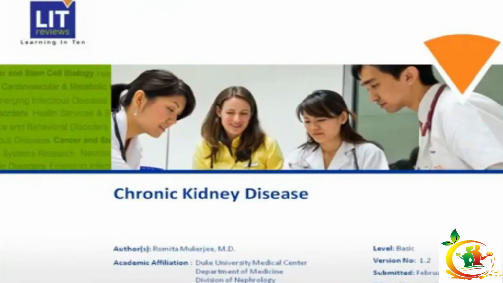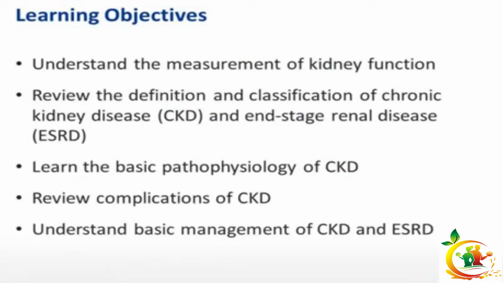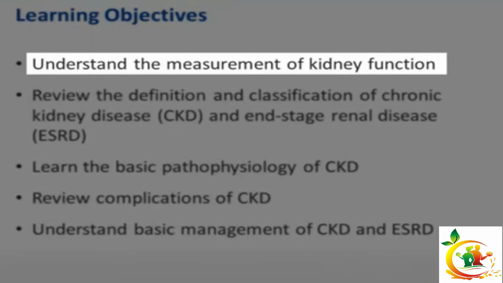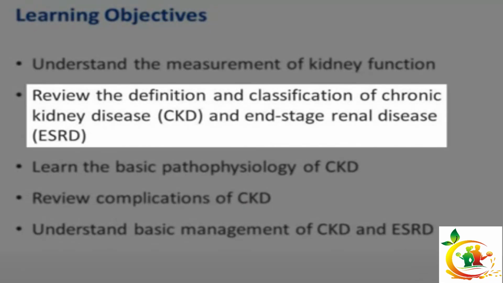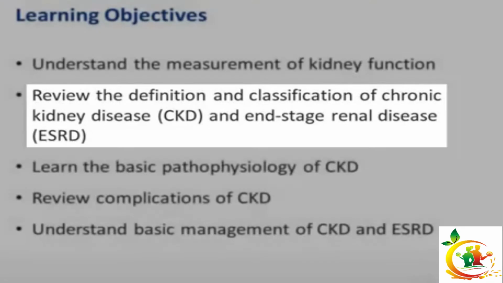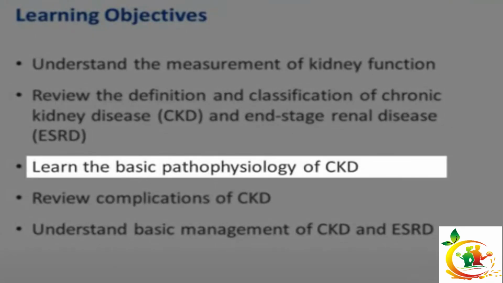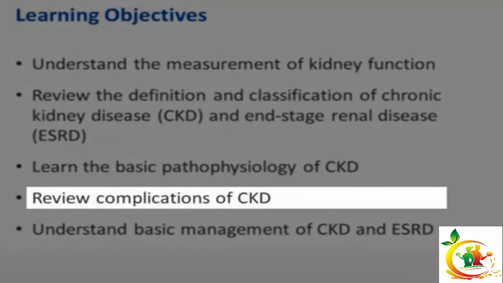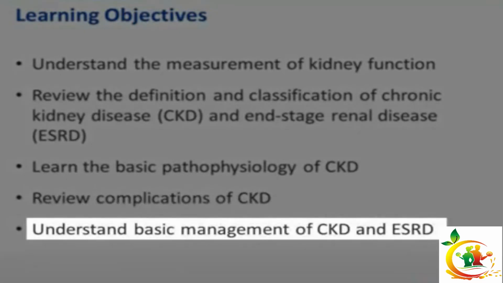This chapter focuses on chronic kidney disease. The learning objectives are as follows: to understand the measurement of kidney function, to review the definition and classification of chronic kidney disease, or CKD, and end-stage renal disease, or ESRD, to learn the basic pathophysiology of CKD, to review the complications of CKD, and to understand basic management of CKD and ESRD.